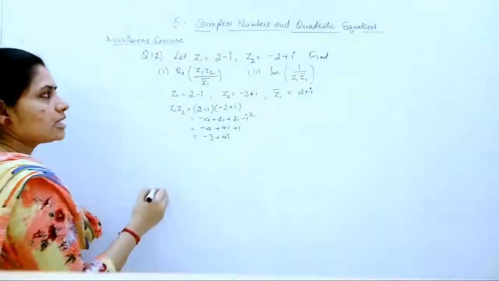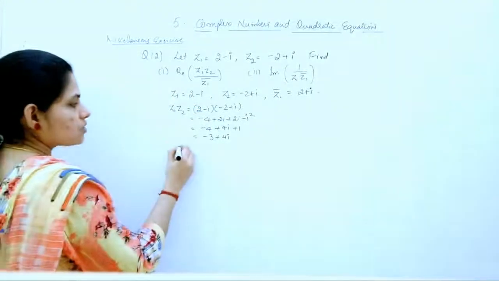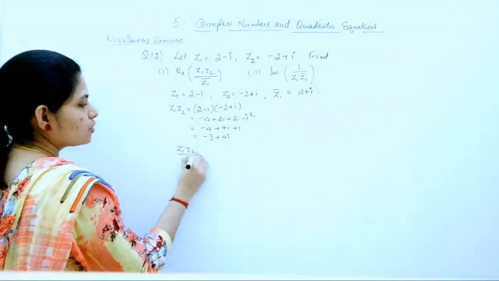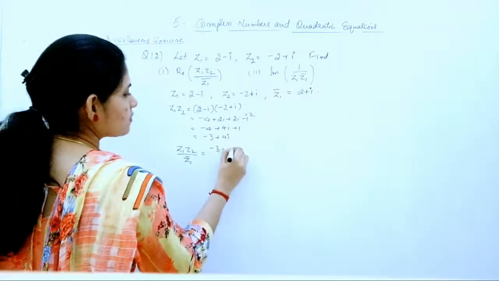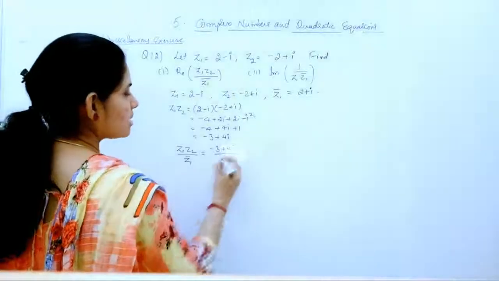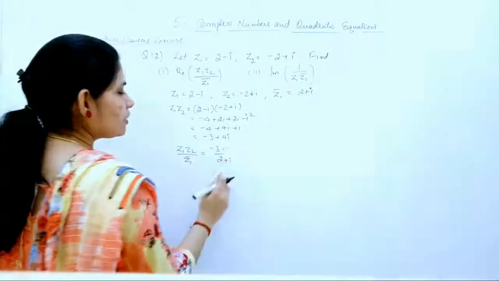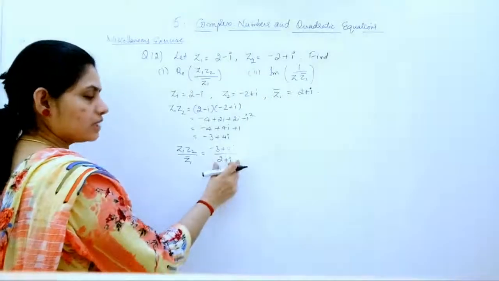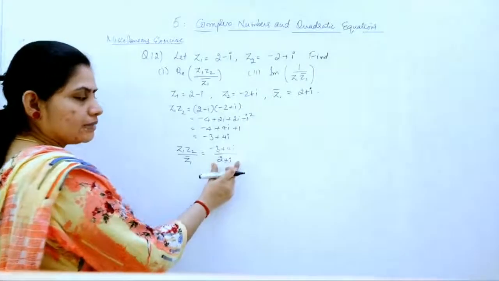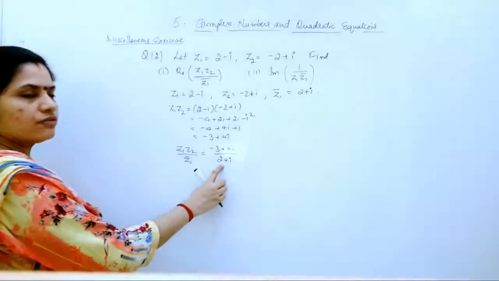Now you need Z1, Z2 by Z1 bar. So it will be Z1, Z2 by Z1 bar is equal to minus 3 plus 4i divided by Z1 bar, which is 2 plus i. Now in order to remove the complex denominator, we are just multiplying and dividing with the conjugate of 2 plus i.